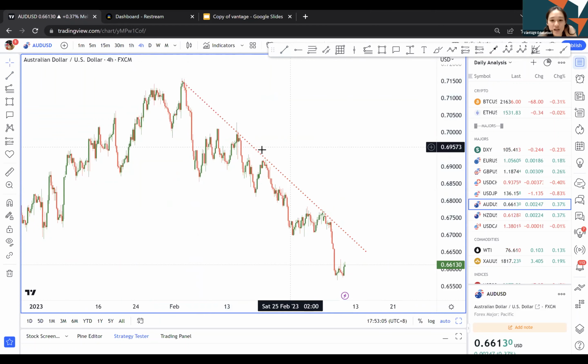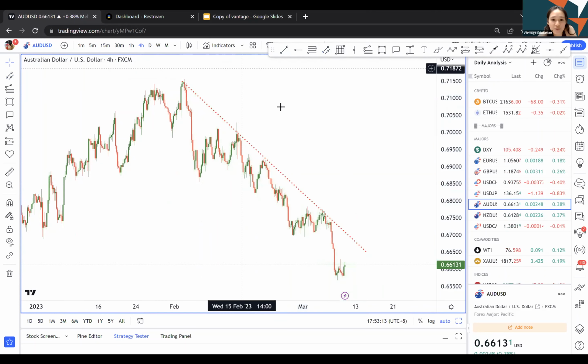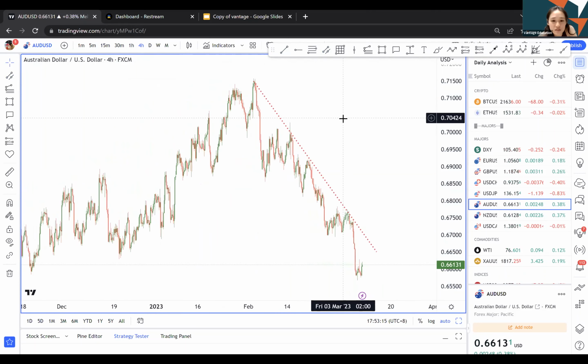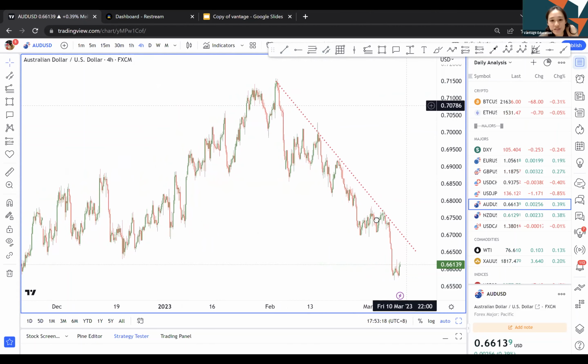So I can see prices are moving in a descending trend line. Let me see if prices are moving in a descending trend channel. No. Okay. Now let's go ahead and plot our support and resistance levels.